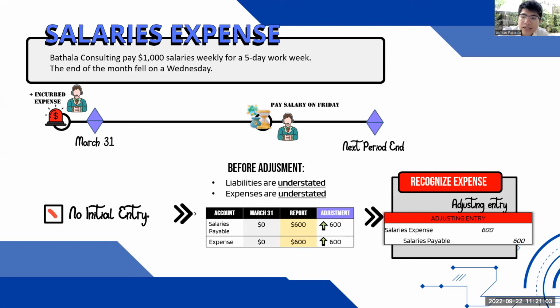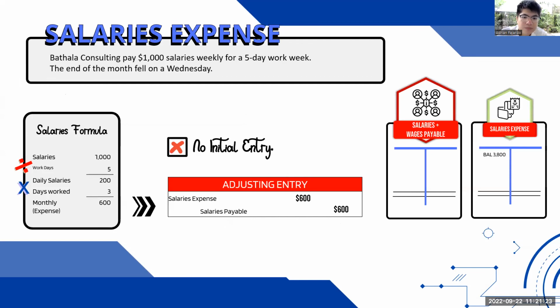debit and then credit salaries payable na 600 kasi utang ko yun sa kanila eh. And then pag babayaran ko na next period, basically I'll recognize 400 salaries expense next period to represent a Thursday and a Friday. Yun. So basically, that's how you account for accrued expense under the salaries expense. So again, the formula would be 1,000 divided by 5 would be daily salaries of 200. We work 3 days kasi Monday, Tuesday, Wednesday. So the expense was 600. Therefore, you debit your salaries expense and credit your salaries payable to reflect the true accounts.